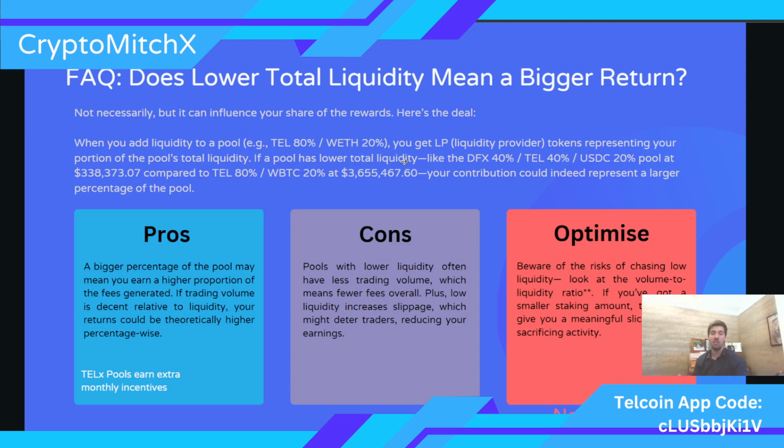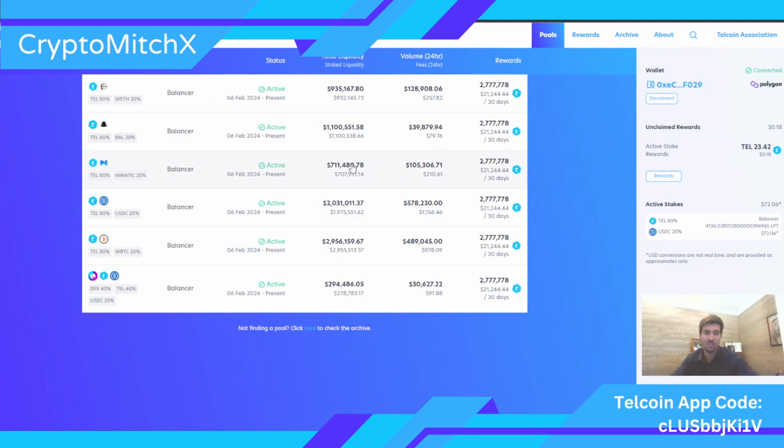If a pool has lower total liquidity, like for example the DFX 40%, TEL 40%, USD 20%, which I'll just show you here so you're aware, that's this one at the bottom. It often has lower liquidity: $200,000 versus 3 million, and 24-hour volume of $91 versus $1,000.